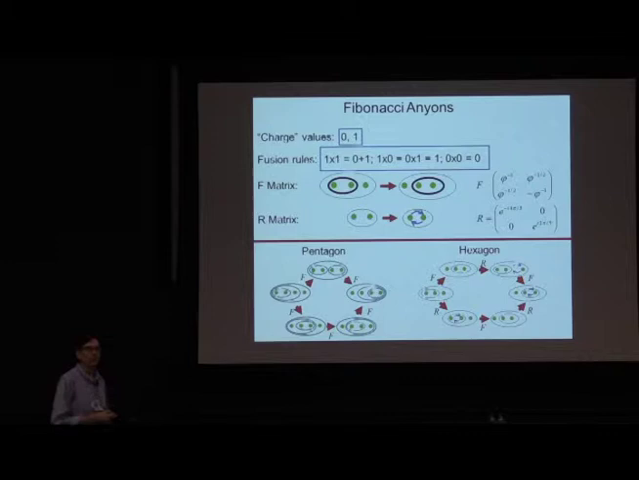Likewise, we start talking about exchanging these particles. First of all, we have to distinguish between clockwise and counterclockwise exchanges of these particles in two space dimensions. The exchanges are characterized by this R matrix, which is again fixed by self-consistency, the pentagon for F and the hexagon for R. This is the bare bones structure you need to calculate anything, at least if you're interested in what happens when you start braiding the particles around each other.